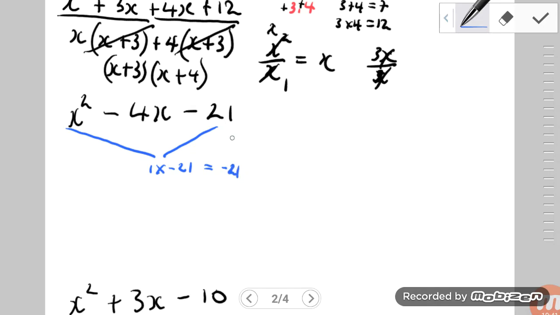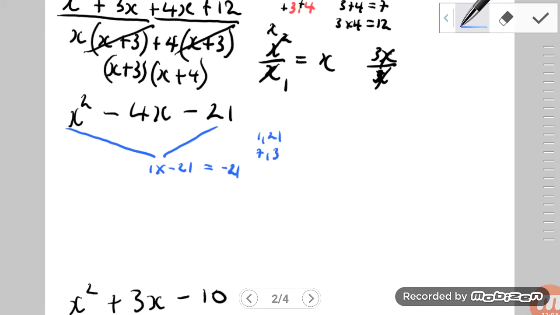21 is one of those numbers that really does not have a lot of pairs of factors. So we're just going to simply see that it's just 1 times 21 and 7 multiplied by 3. All right, so there's not much of a decision to make here. Clearly, the only way that we could get negative 4 is between the 7 and the 3.